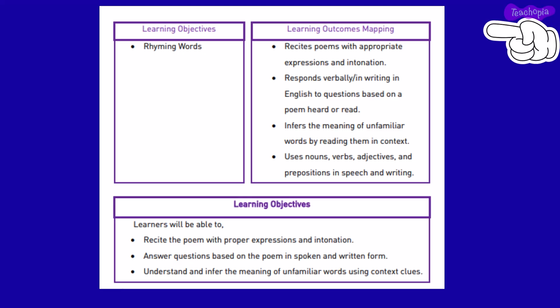The learning outcomes we can expect once this PBL is completed is that learners will be able to recite poems with appropriate expression and intonation. They will be able to verbally and in writing, in English, respond to questions based on a poem heard or read. They will infer the meaning of unfamiliar words by reading them in context, and they will be able to use verbs, adjectives, and prepositions in speech and writing.